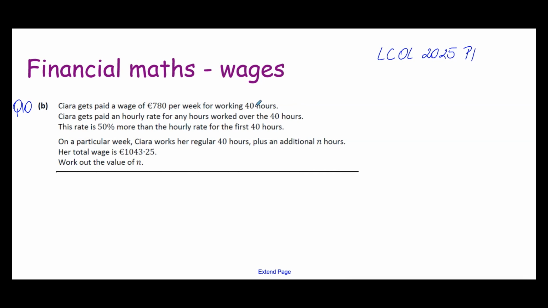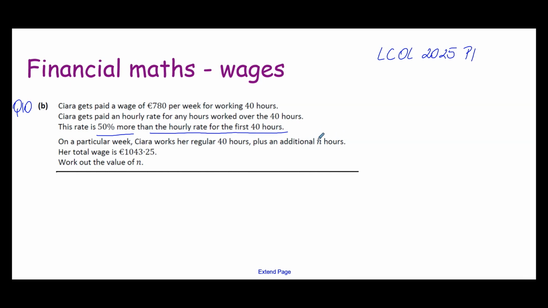Okay, so she does 40 hours, she gets 780. After, if she works more than 40 hours, she gets paid more. This rate is 50% more than the hourly rate for the first 40 hours. On a particular week, Kira works her regular 40 hours plus an additional n hours.